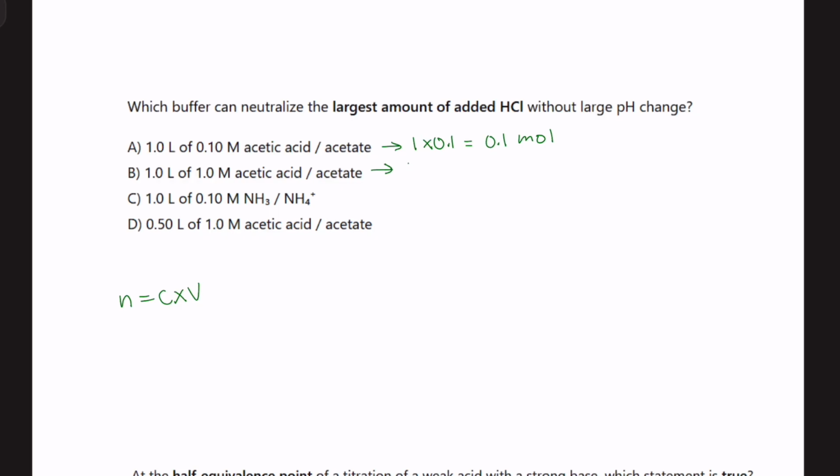This will be 1 times 1, so 1.0 moles. This one is same as the first one, so also 0.1 moles. And this will be 0.5. So which one has the largest amount of moles? It's option B, and that's going to be the one that can neutralize the largest amount of HCl.